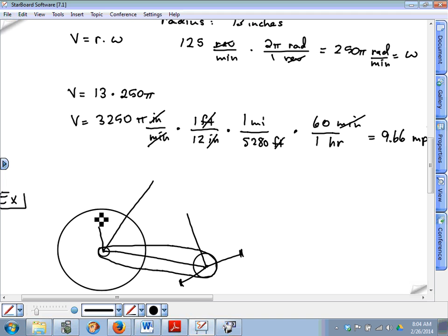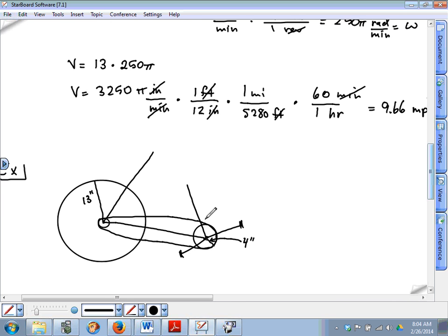Okay. The radius of this rear wheel is 13 inches. The radius of this front sprocket here is 4 inches. And the radius of this little chain wheel back here is 2 inches. It's that little tiny circle. This little teeny sprocket, I guess they call it, back there.